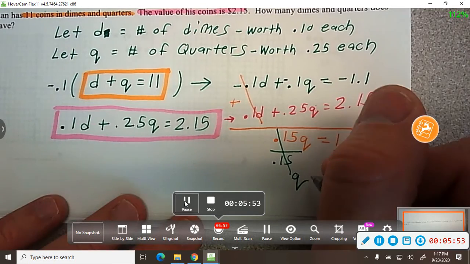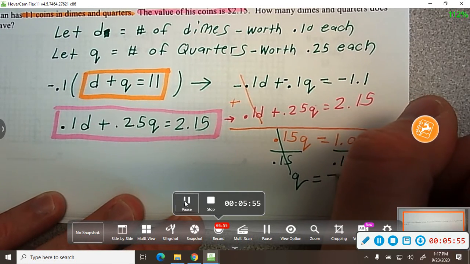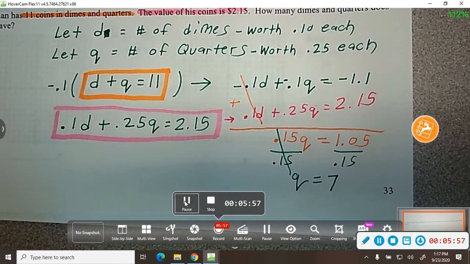Now, if I got an answer like 7.2 or even a negative Q, then that doesn't make sense. You can't have a half of a quarter or a third of a quarter. You could take a quarter, cut it in half, but now it's not worth anything. So I'm glad we got a whole number, otherwise that doesn't make sense.